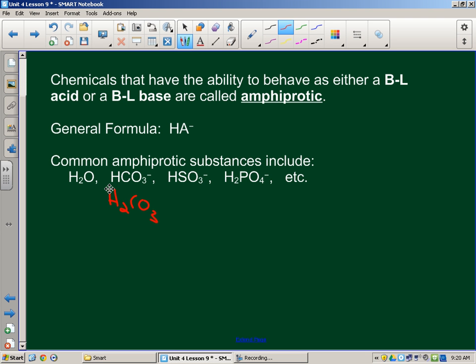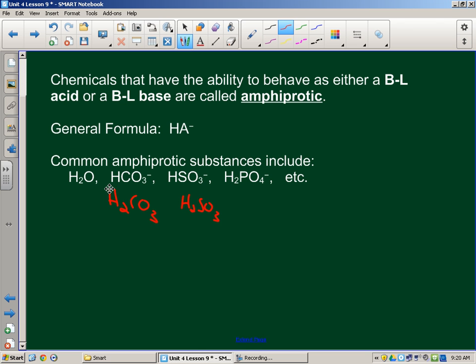If I lose another H plus, I get CO3 2 minus. So it's kind of those ones that have H2CO3, H2SO3 kind of thing. So something like that. HSO3 minus would be the next one. After that would be SO3 2 minus. Okay? So basically it's those polyprotic acids that you're kind of looking at there for these.